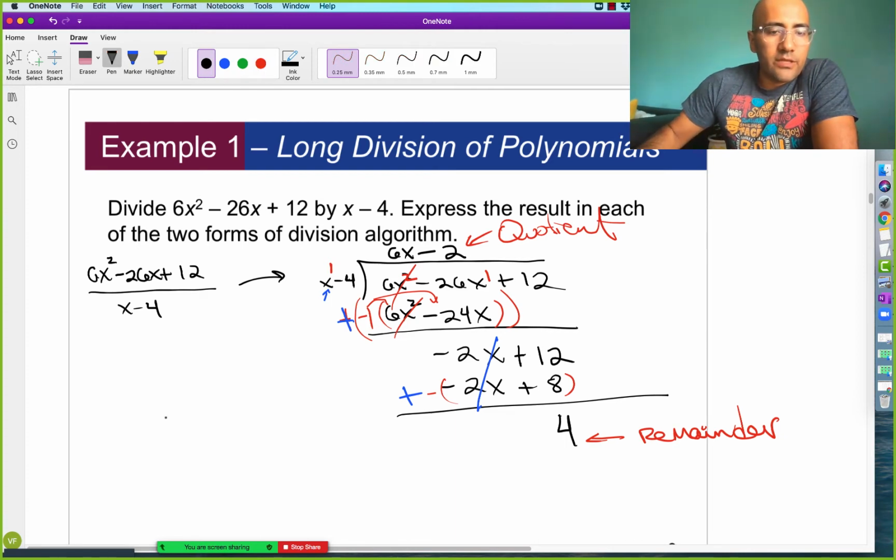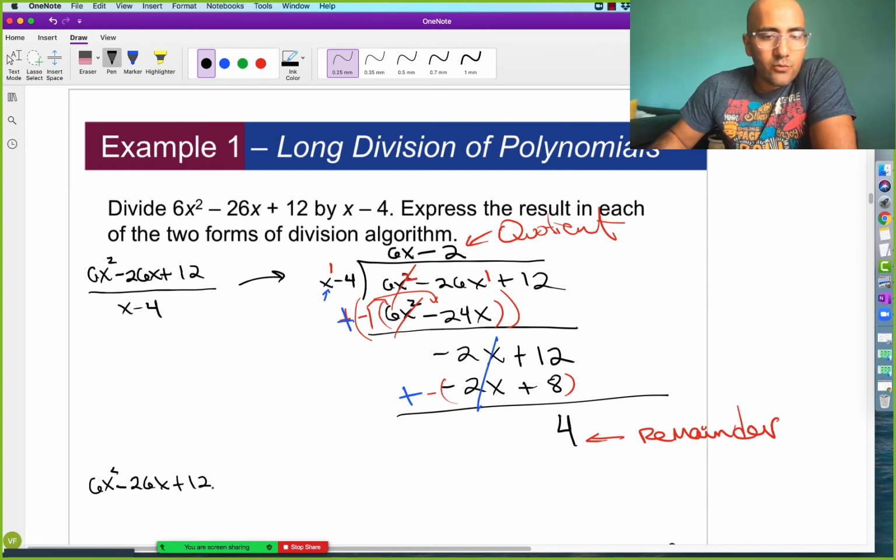Good. So now I can put it together in the same format as before. This 6x squared minus 26x plus 12 divided by x minus 4 is equal to 6x minus 2 plus 4 divided by x minus 4.